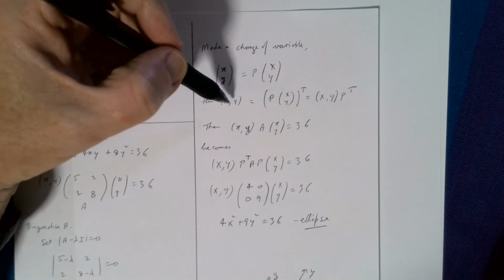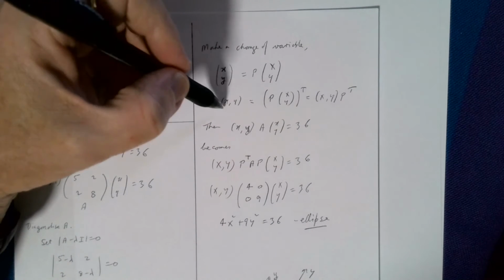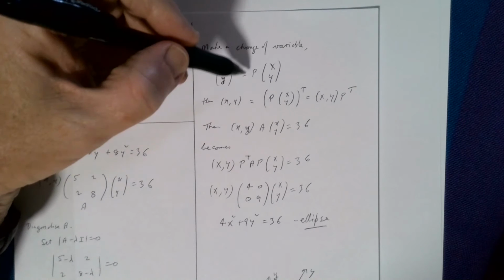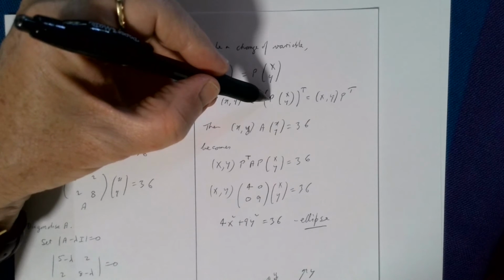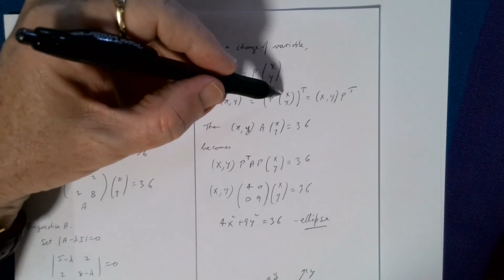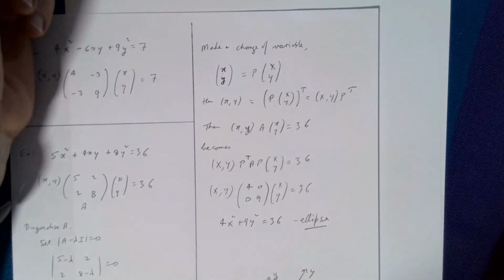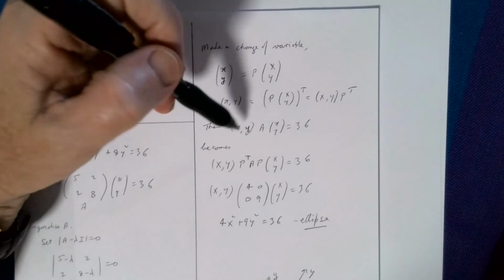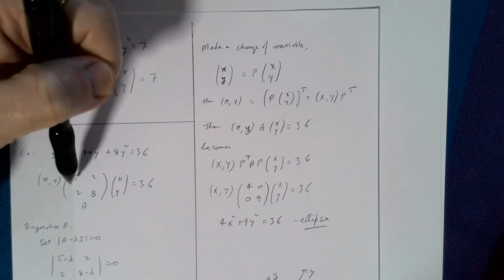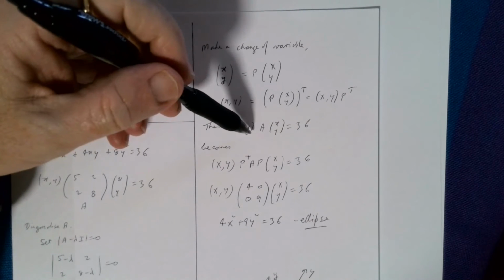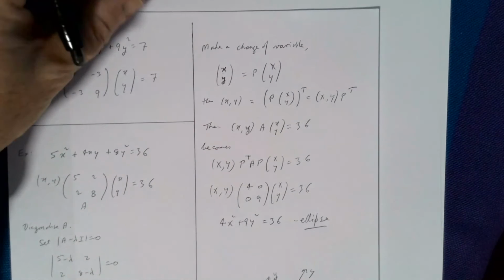Now (x, y) this way is just the transpose of this, so it's the transpose of this, and you know that means you take the transpose of these but backwards. So when we plug it back into our form that we had started off with back here, we make that change of variable, we get this.